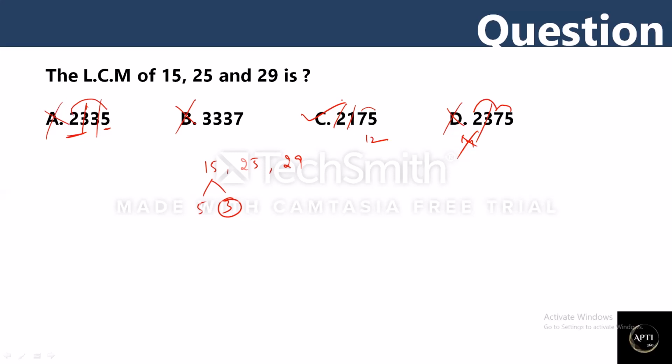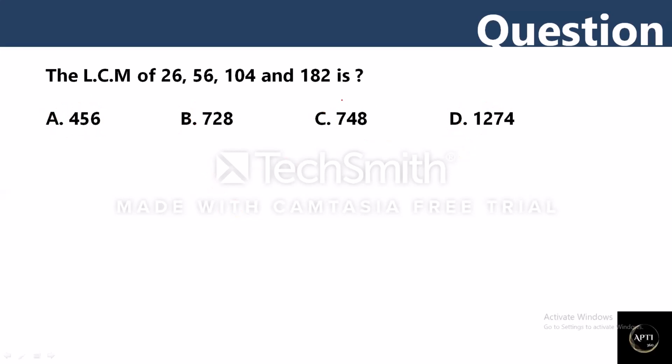So this is how we can calculate LCM, and I hope you all are clear with this. Now we'll move on to the next question. Yes, a very good question. Here we have four values: two two-digit numbers and two three-digit numbers. Just pause the video and try this question.